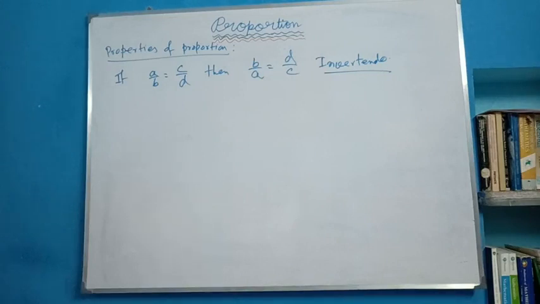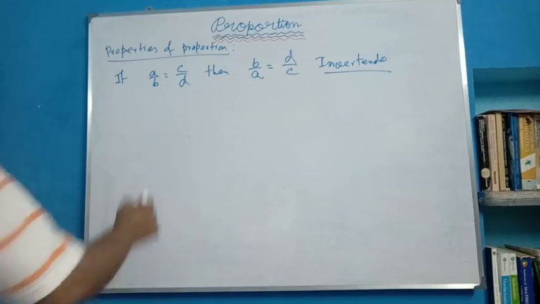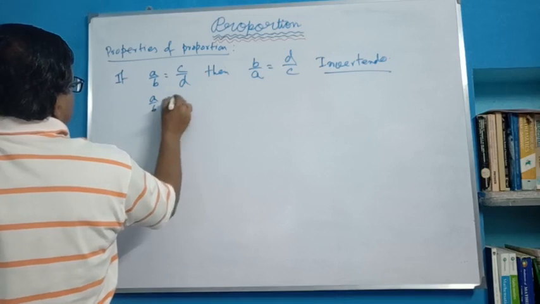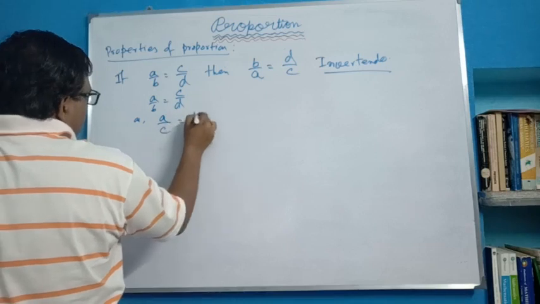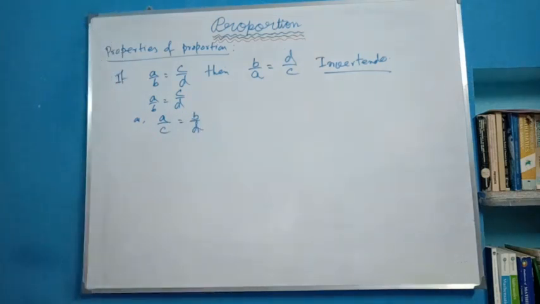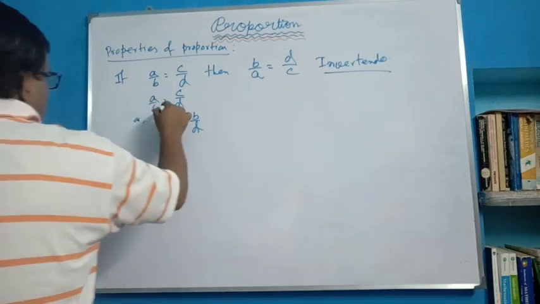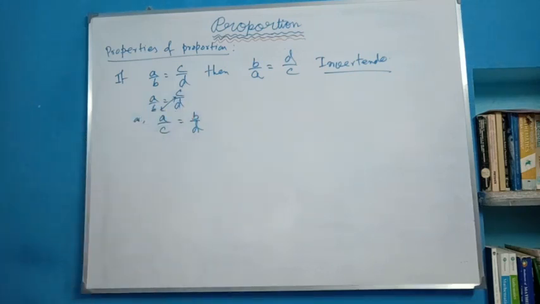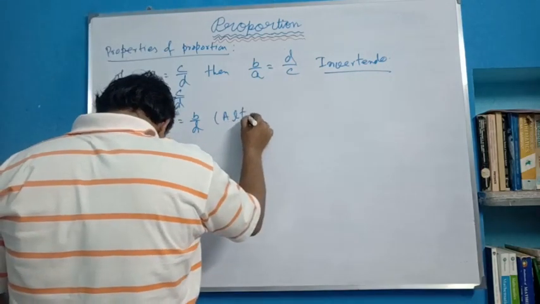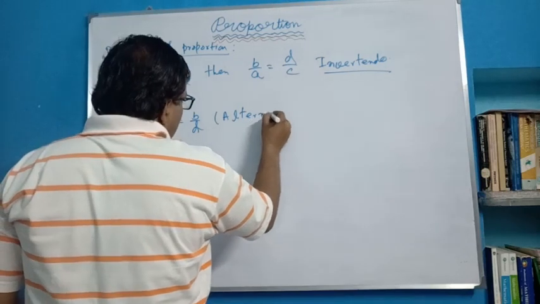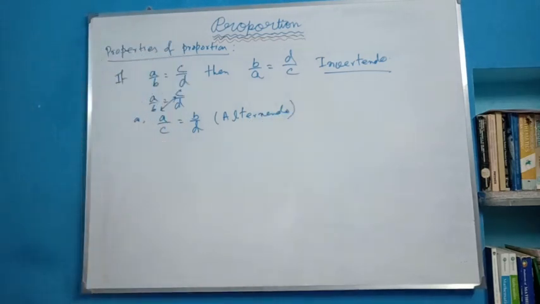So what is alternando? From A by B is equal to C by D, we can write A by C is equal to B by D. Just these two portions are interchanged: A by C is equal to B by D. This is known as alternando. Just the second position and third position are interchanged.